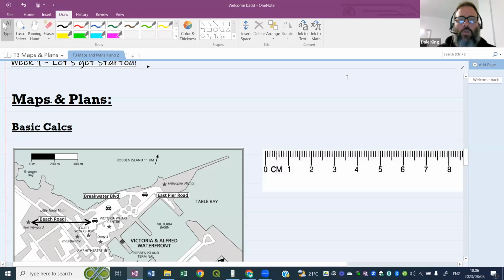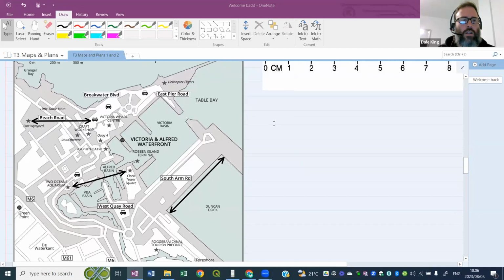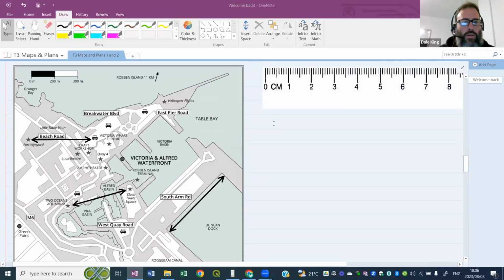We have a map here, and it looks like it's somewhere in the Western Cape. Maybe scroll up a little bit. There we go. We see a harbor there, somewhere in the Western Cape. At the top we see a scale. Can anyone in chat tell me what type of scale we see at the top left? Put it in chat if you know.